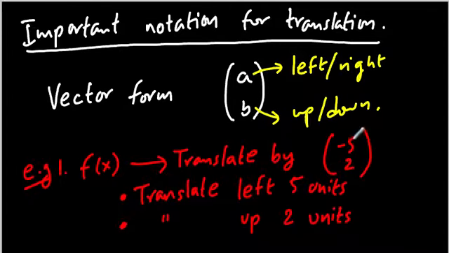If you see a negative on top, it just means to the left. If you see a positive, it means to the right. If you see a negative on the bottom one, it means down. And if you see a positive, it means up. So translate left 5 units and then translate up 2 units. Let's do another example. So example 2.